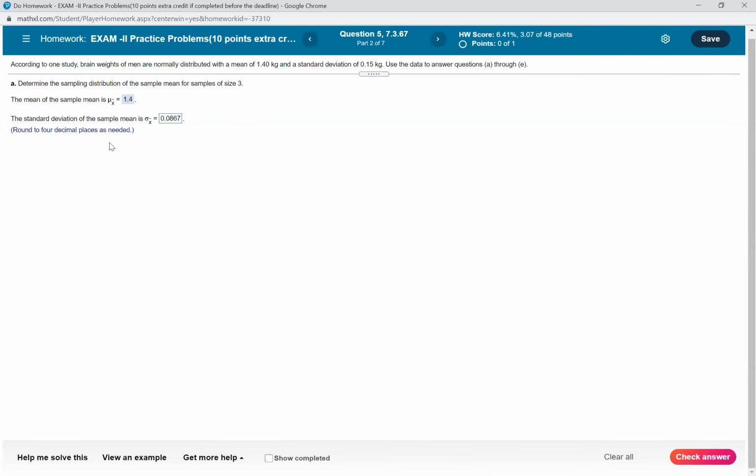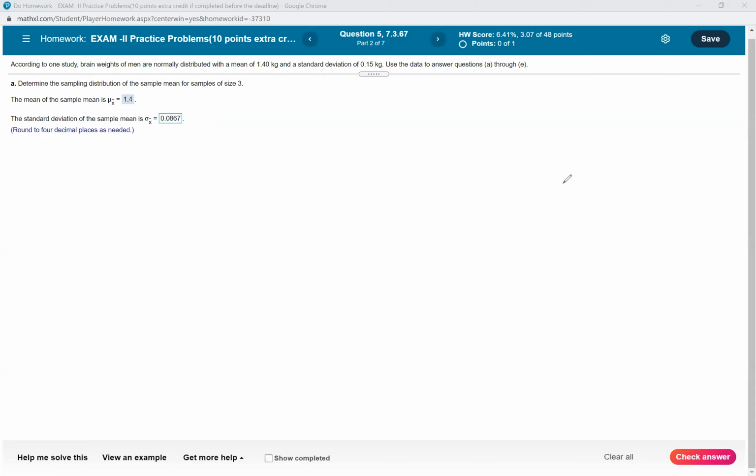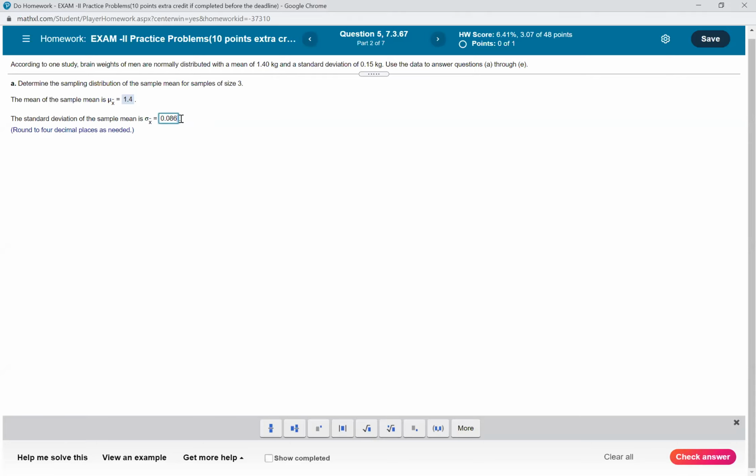Okay, so that's not correct. Let me do it again. Sigma x bar is sigma over the square root of n. So 0.15 over the square root of 3, since the sample size is 3. Oh, okay, 4 decimal places. So it's actually not 0.0867, I made a mistake here. It should be 0.0866.